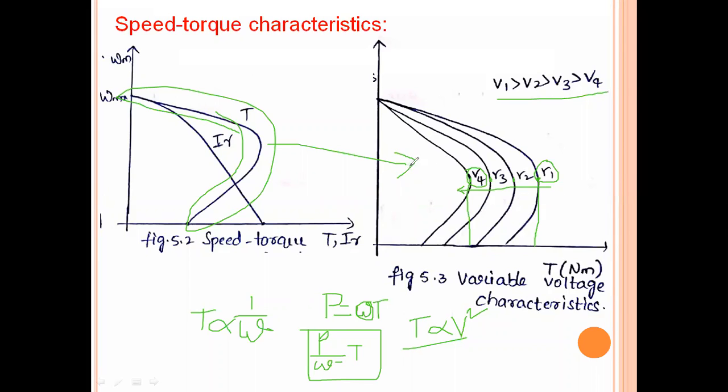So this is about variable voltage characteristics and speed torque characteristics and speed current characteristics. Speed versus rotor current, which is IR.